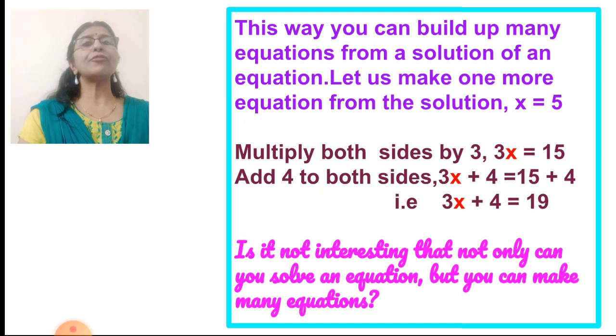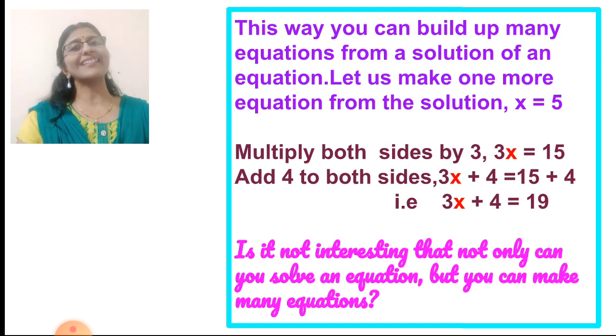Now if we add 4 to both the sides, you can add any other number, you can subtract also. So here we are adding 4 to both the sides of the equation. So you will get 3x plus 4. When you are adding on the left hand side, on the right hand side also you have to add 4 only. So it will be equal to 15 plus 4. So you will get the new equation 3x plus 4 is equal to 19. So this way we got another equation from the same solution x equal to 5. Is it not interesting that not only can you solve an equation, but you can make many equations like this?